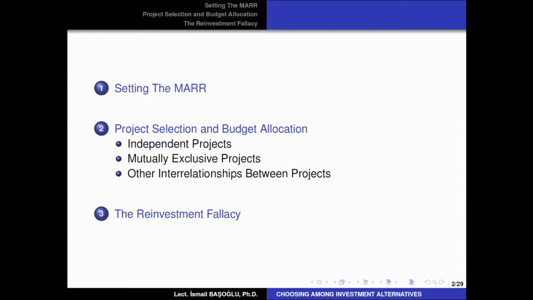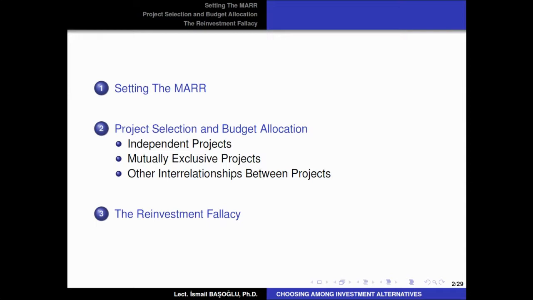So let's just say you have two projects. One project is a construction project. Another project is a new product. You're going to introduce a new product to the market. So your decision on the construction project, whether you invest in it or not, if it does not affect your decision on the introduction of the new product, then we say that these two projects are independent.